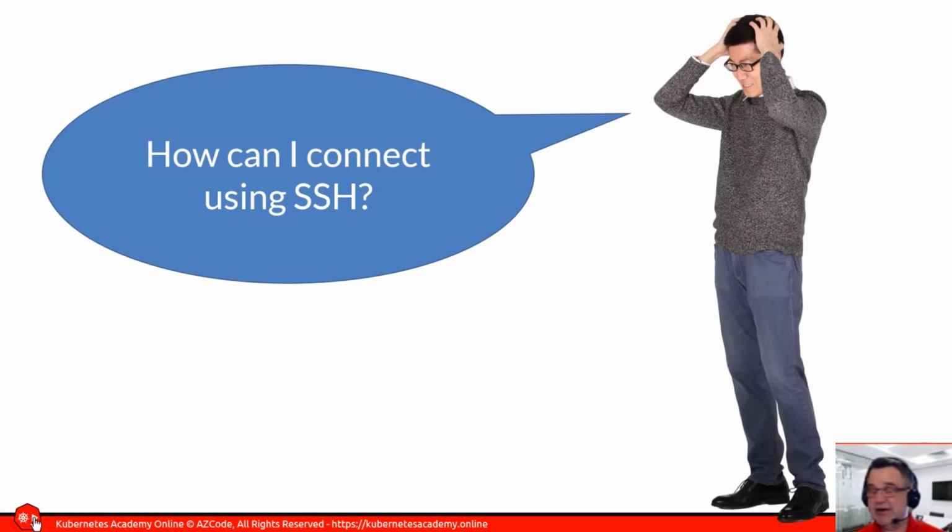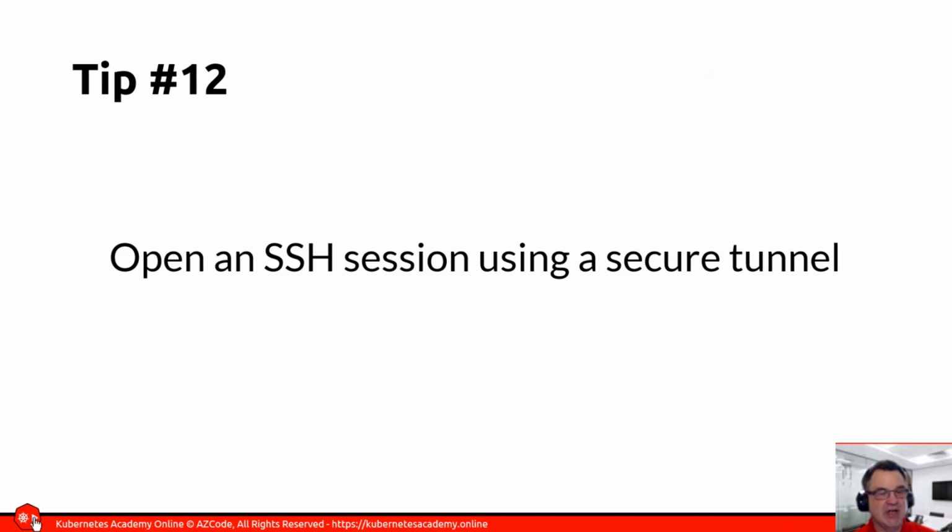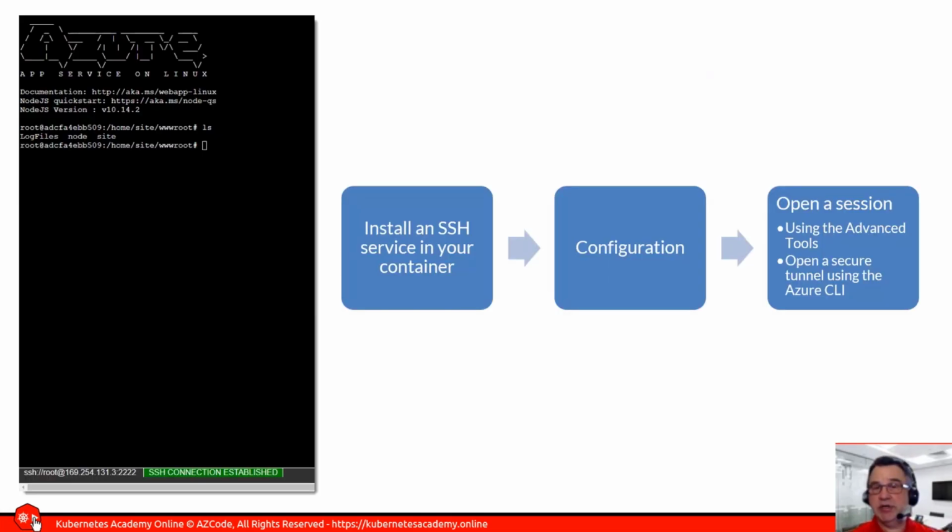All right. Hey, this is our latest tip. How can I connect using SSH? That's tip number 12. You can open an SSH session using a secure tunnel. We saw earlier in the advanced tool that when I clicked on the SSH tab, it didn't work. Well, for good reason. First, you need to install an SSH service inside your container. Most runtime containers will not have such a service pre-installed. So you need to install one.